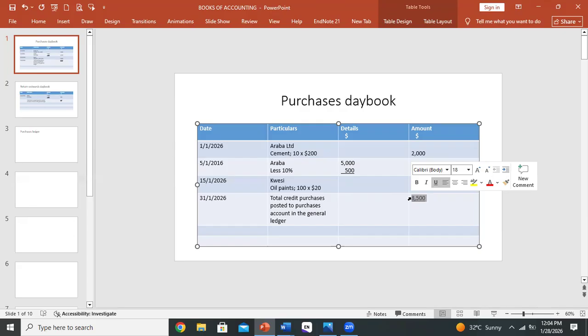By way of summarizing, in the day books, you have individuals and then you have the total. The totals always go into the general ledger. If it is total credit sales, it will go into the general ledger, in the sales account. The totals go into the general ledger, but for the individuals, it depends. If they are debtors, they go to the sales ledger. If they are creditors, they go to the purchase ledger.